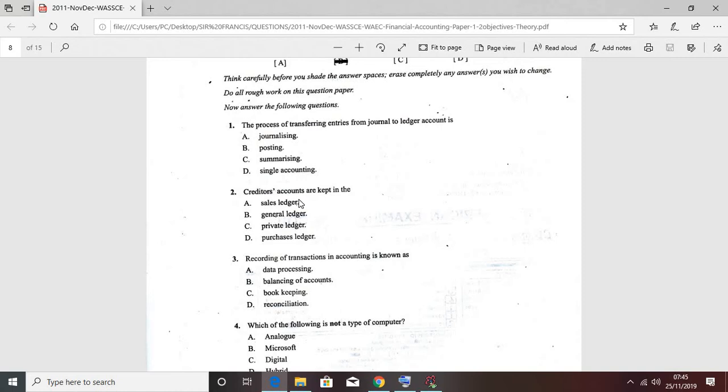It contains information relating to the owner of the business. So that one too does not meet the requirement or the definition of question number 2. Let's move on to option D.